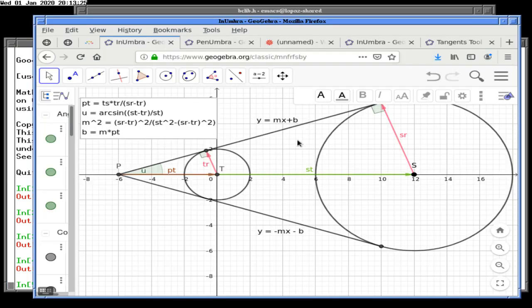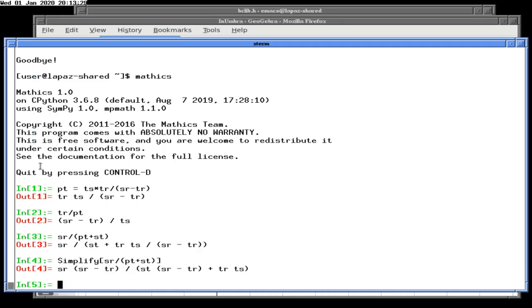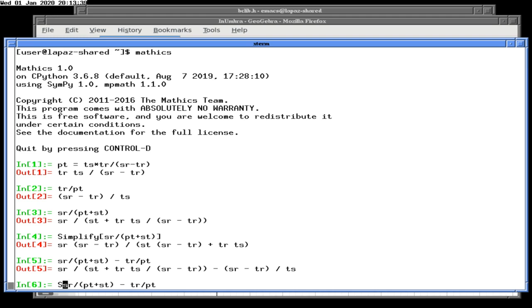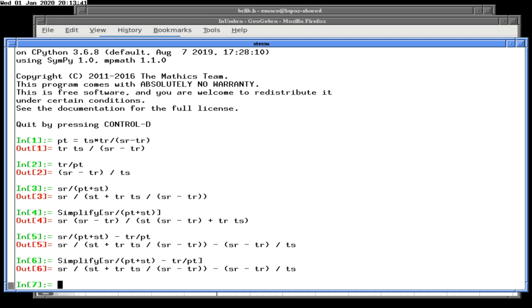Over. Yep, that's correct. And again, I'm not going to spend too much time with this because I'm actually convinced it is correct. So let's see. And that's simple. That should simplify to zero. But it doesn't.